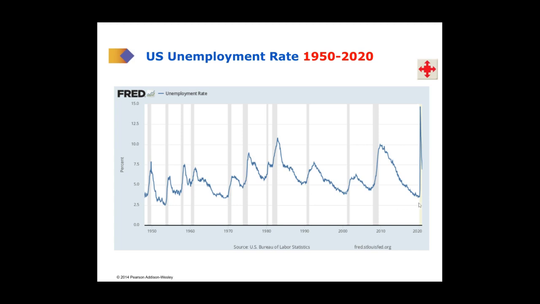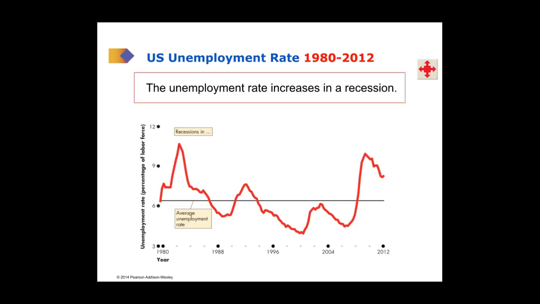And of course, we can see over here in 2020, the coronavirus, the big shutdown, the unemployment rate spiked up to 15%, and then has proceeded to come down since then as the economy struggles to get back on its feet, but is slowly improving. As we mentioned before, the unemployment rate will increase during a recession and decrease during an economic boom.